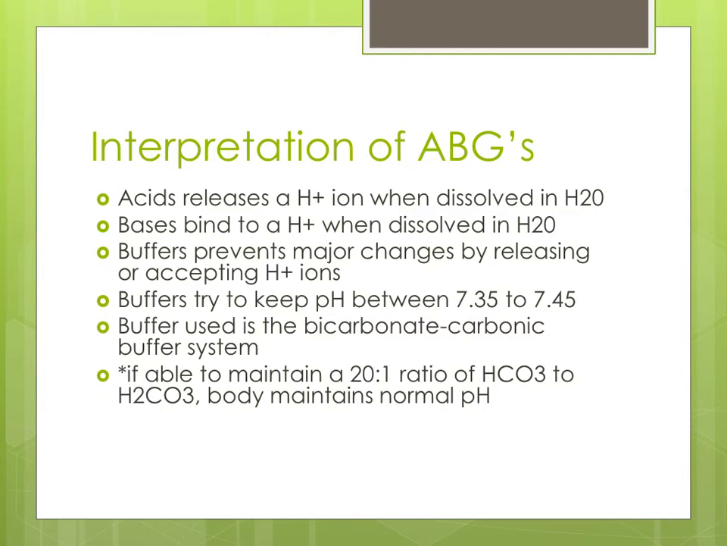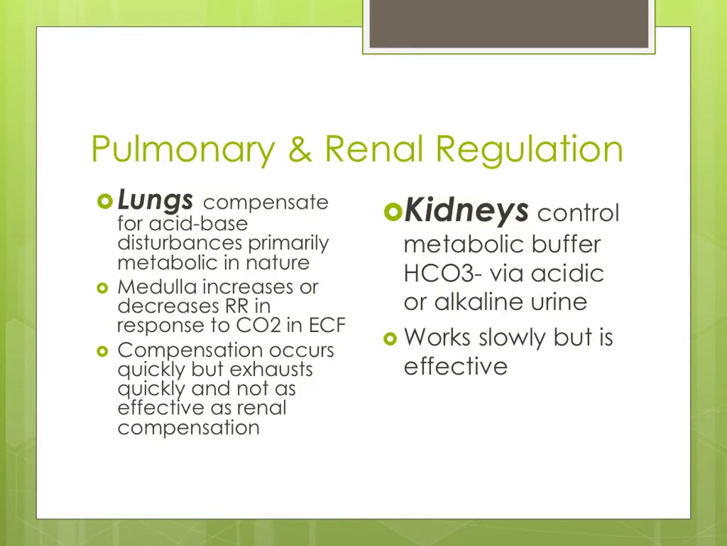So we're looking at blood gases. We're thinking about acids release a hydrogen ion, bases bind to hydrogen. Buffers help prevent major changes. They do this by releasing or accepting hydrogen ions. And buffers like to try and keep the body's pH between 7.35 to 7.45, and that's your normal. If we're able to maintain a ratio of 20:1, then we can maintain a normal pH that's between 7.35 and 7.45.